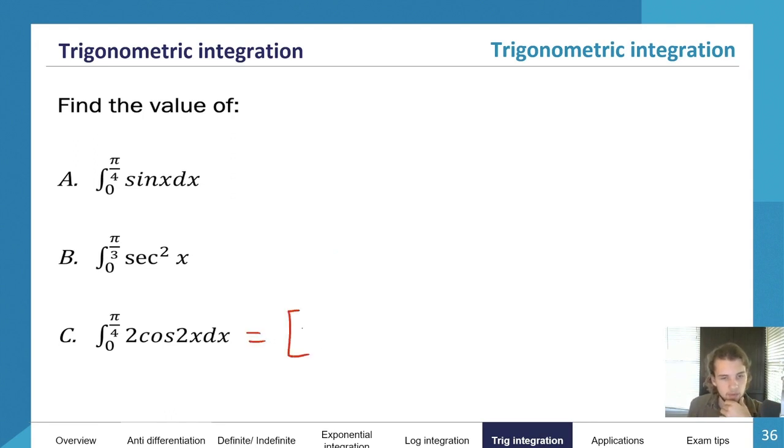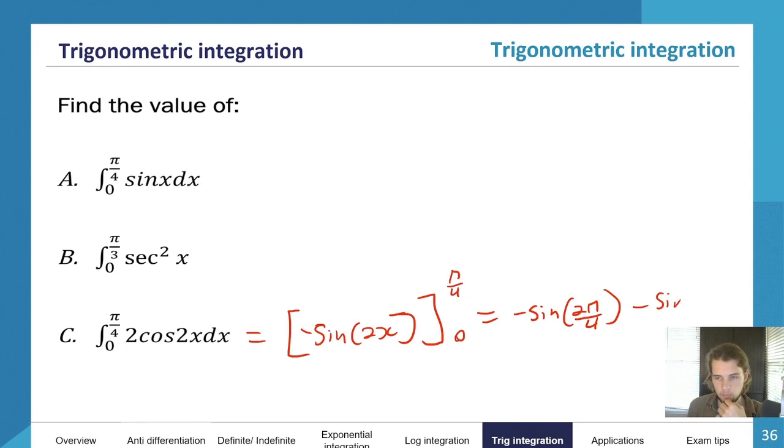So that would be minus sine 2x from 0 to pi on 4. Minus sine 0. We can't forget that. And our answer is negative sine pi on 2, which is equal to, sorry, negative 1.